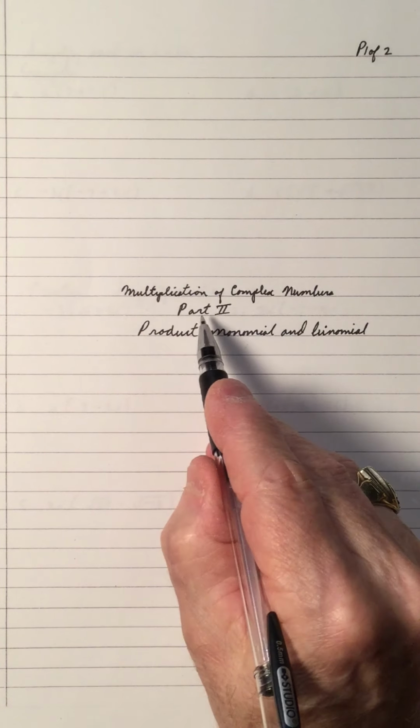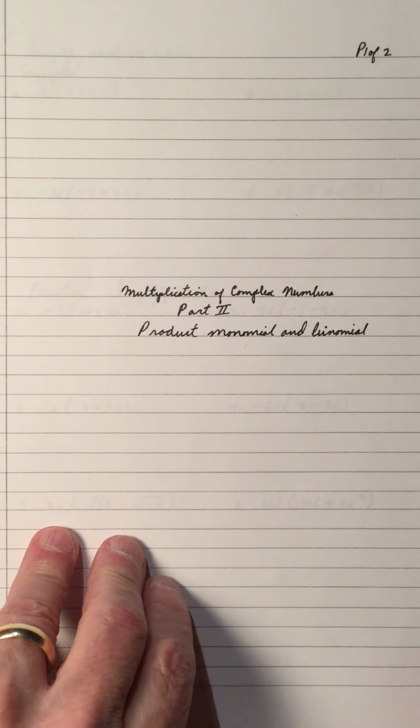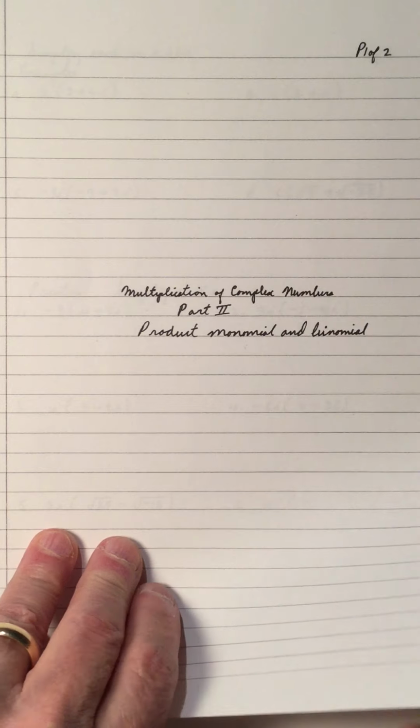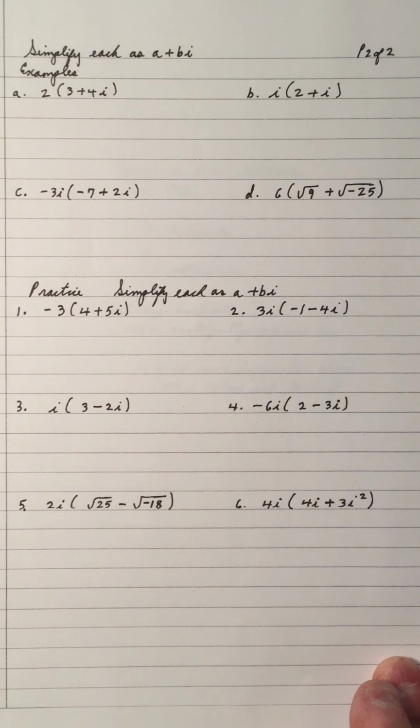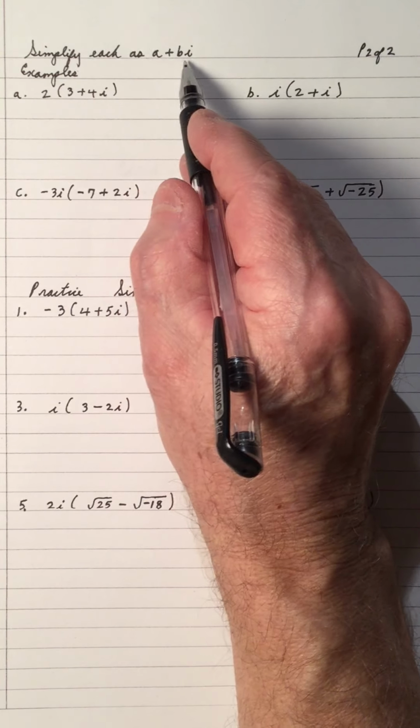Welcome to my video on the multiplication of complex numbers, part 2, the product of a monomial and a binomial. These products that we're looking at here for multiplication is the same as when we multiplied polynomials. The only difference is you get powers of i. Simplify each as a plus bi.